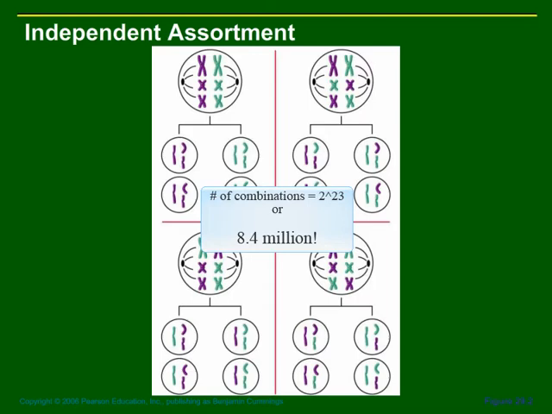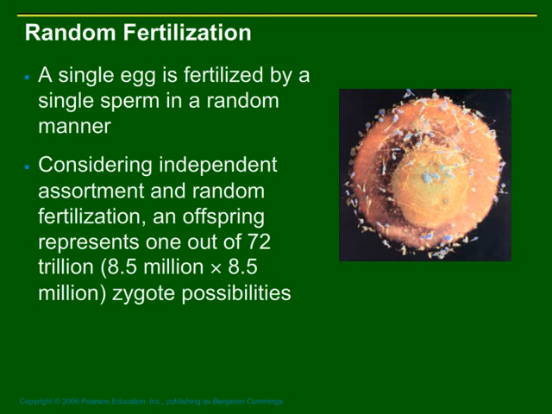So if you remember from the last slide, we said that the process of independent assortment alone gives us some 8.5 million different types of gametes. That is, genetically different gametes, just through the process of independent assortment. Now we're going to throw in the factor of random fertilization. That is, when fertilization is taking place, the sperm that fertilizes the egg is pretty much randomly determined. It's all based on chance.